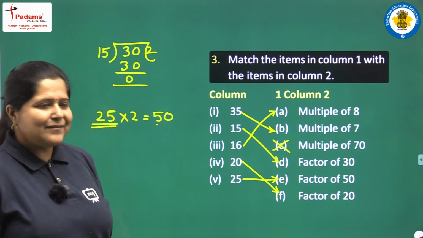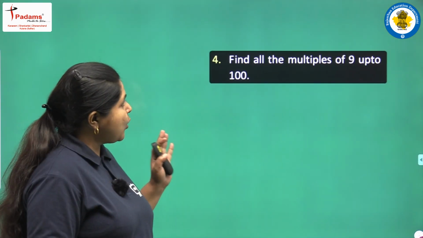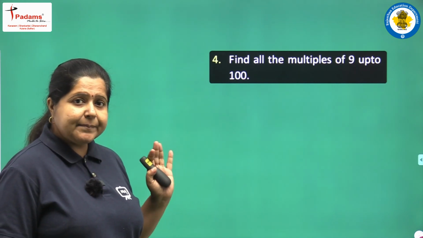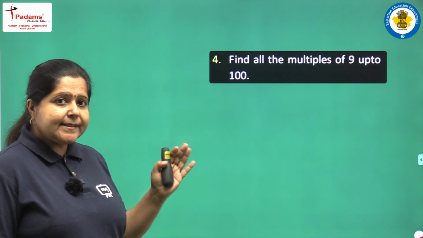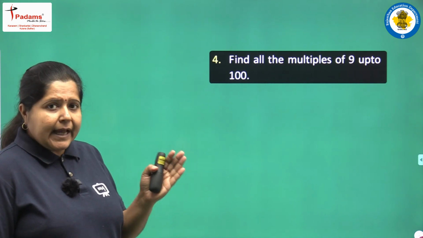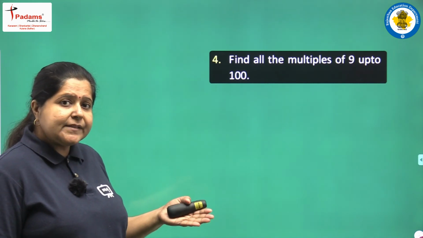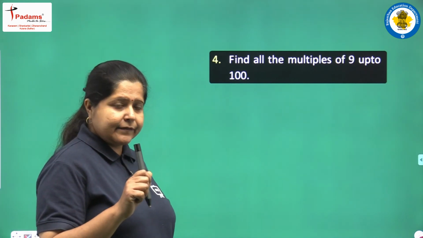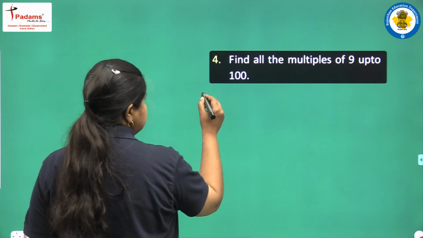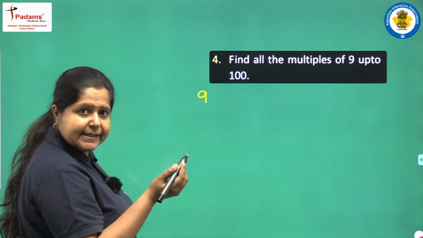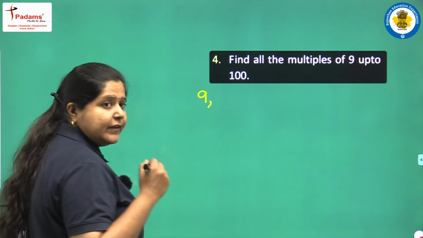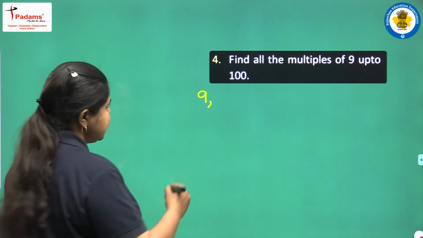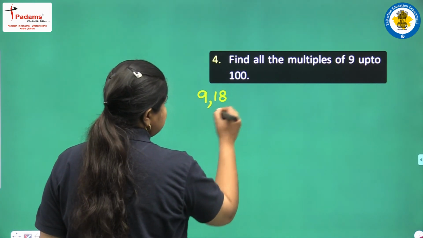Okay. Then we have: find all the multiples of 9 up to 100. Here we have to find the multiples of 9 up to 100, means less than 100 till 100. And so we will start finding the multiples from the first one by multiplying 9 by the number 1 itself. And so the first multiple will be 9. 9 1s are 9. The second multiple we will get by multiplying 9 and 2. 9 2s are 18. This is the second multiple.